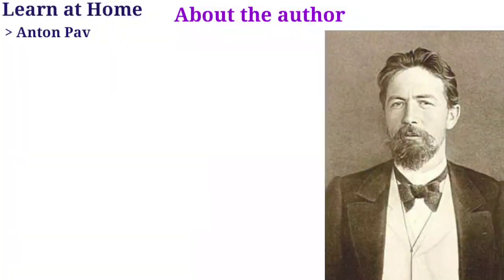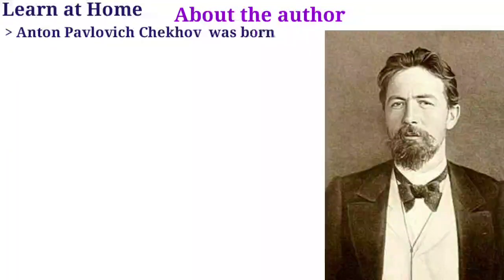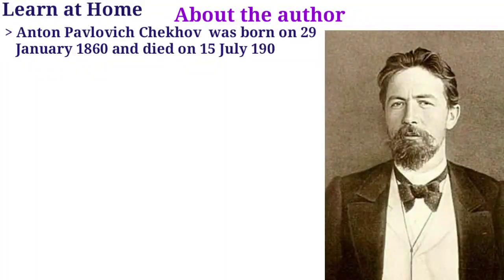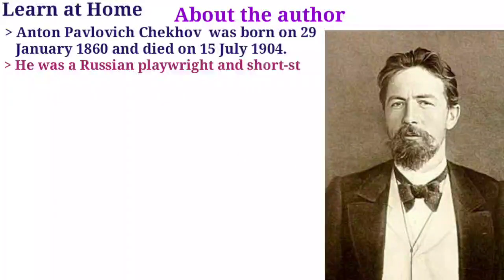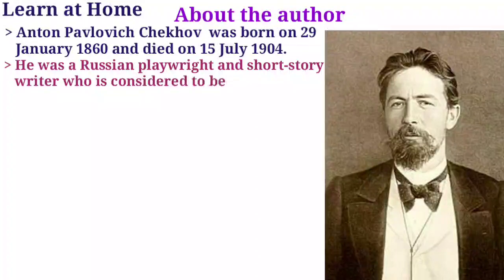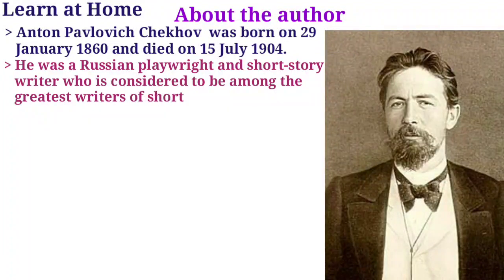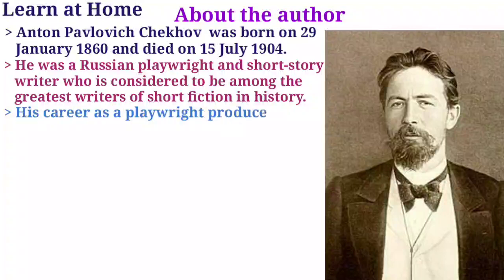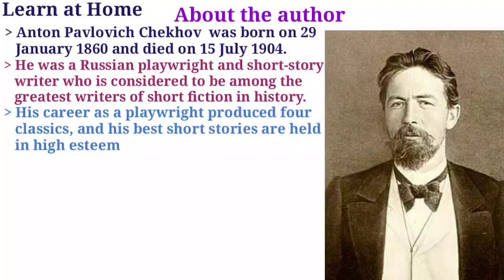About the author. Anton Pavlovich Chekhov was born on 29th January 1860 and he died on 15th of July 1904. He was a Russian playwright and short story writer who is considered to be among the greatest writers of short fiction in history. His career as a playwright produced 4 classics, and his best short stories are held in high esteem by writers and critics.